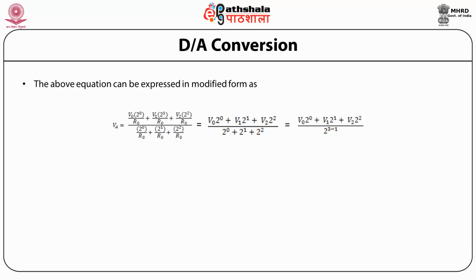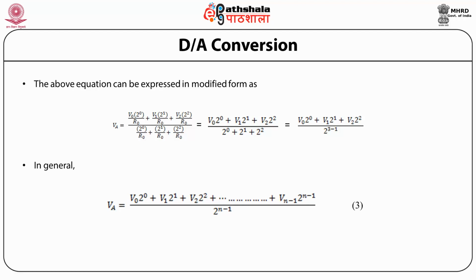The further simplification will lead to the expression VA equals V0 into 2 raised to power 0 plus V1 into 2 raised to power 1 plus V2 into 2 raised to power 2, divided by 2 raised to power 3 minus 1. So we can write in general VA is equal to V0 into 2 to the power 0 plus V1 into 2 raised to power 1 plus V2 into 2 raised to power 2 plus so on till Vn minus 1 into 2 raised to power n minus 1, divided by 2 raised to power n minus 1.